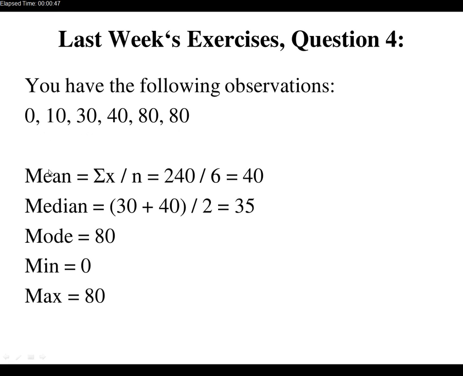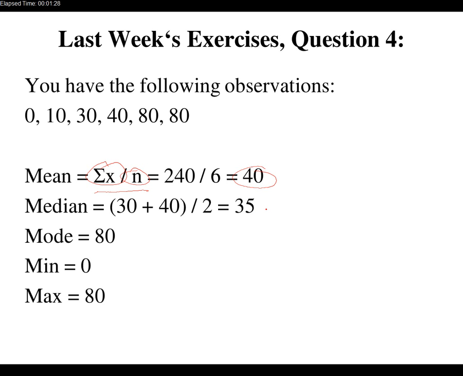All right, so let's figure out the mean. The sum of x divided by n. Let me just grab my pen here so I can write with you. So the sum of x divided by n equals 240 divided by 6, so the mean equals 40. The median is 30 plus 40 divided by 2 equals 35.